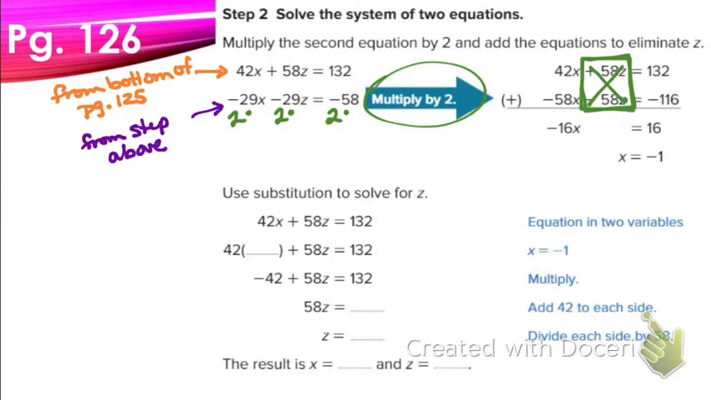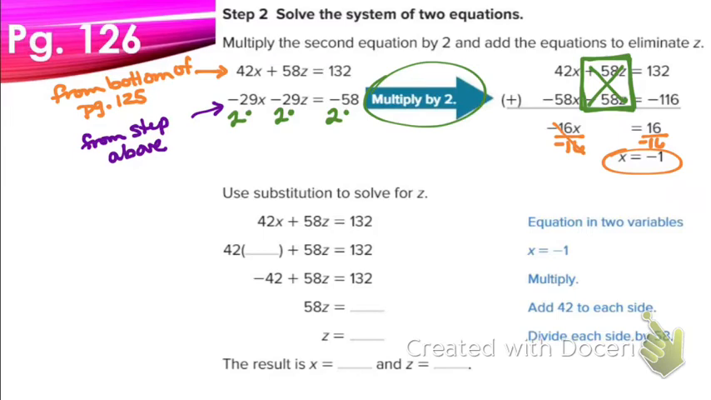42x minus 58x gives me negative 16x. 132 minus 116 gives me 16. What do I still need to do to get x all by itself now? How do we get x alone? Divide both sides by negative 16. And that's how we get that x is negative 1.